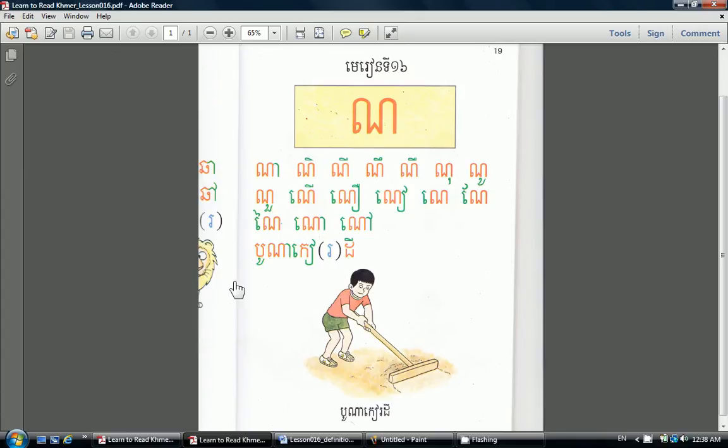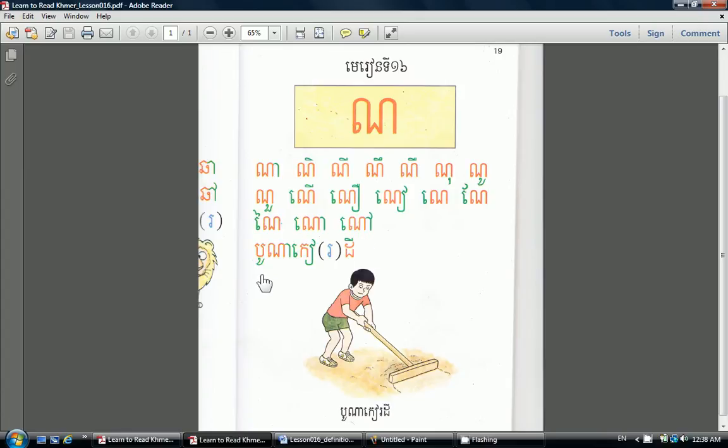Okay? So now let's read these words and phrases by first saying the consonant, the vowels, and then the word. Let's read them together. Naw sra na, naw sra ne, naw sra nei, naw sra no, naw sra nua, naw sra nia, naw sra nai, naw sra nào.